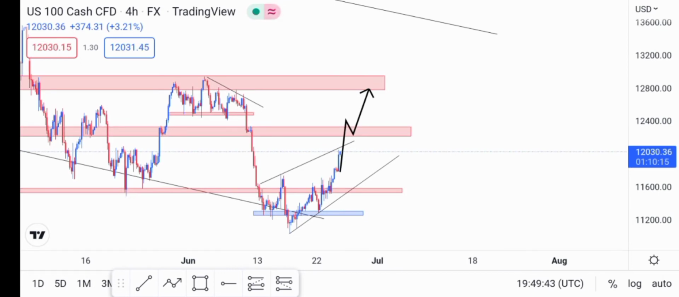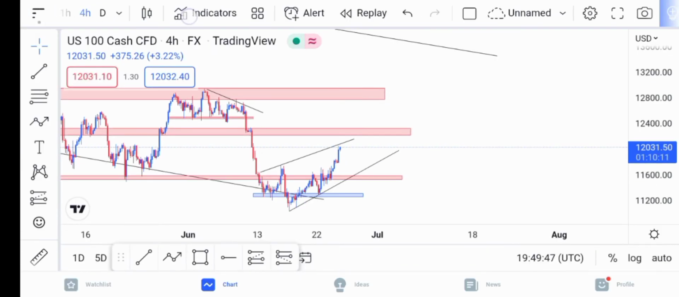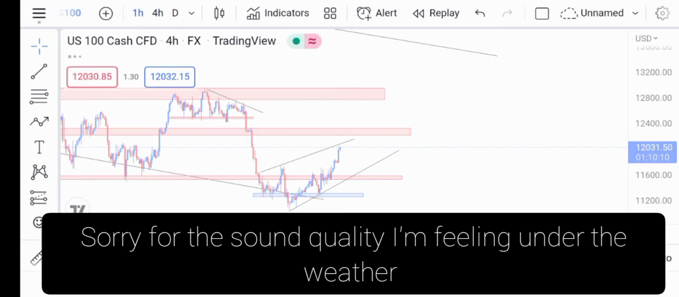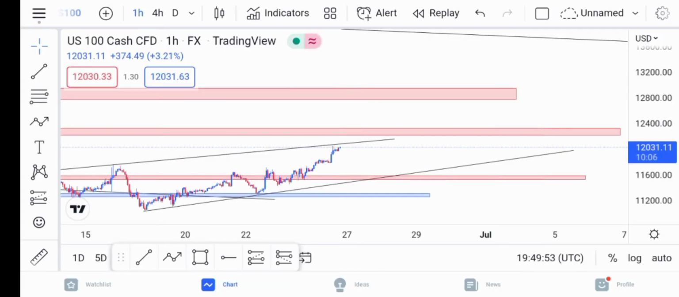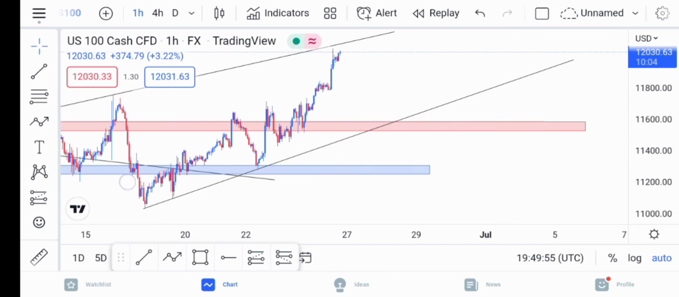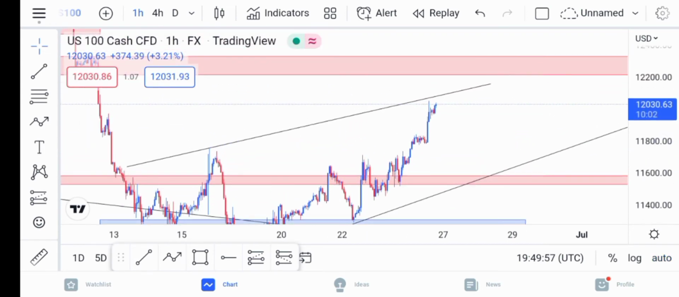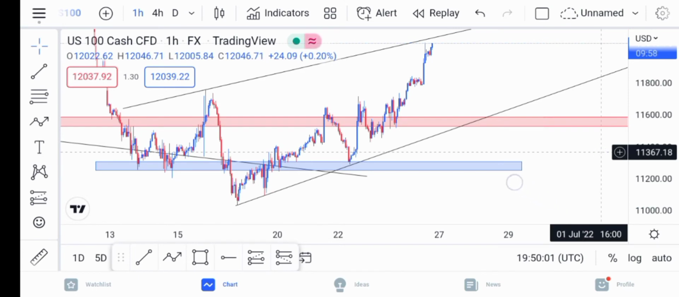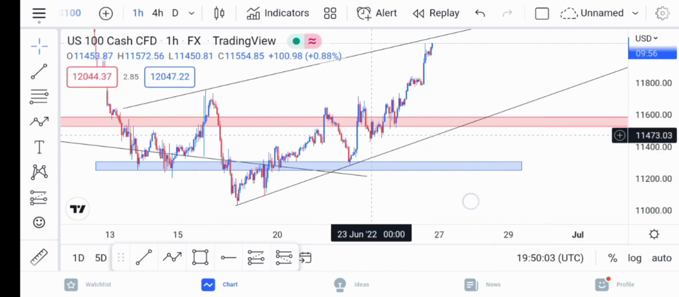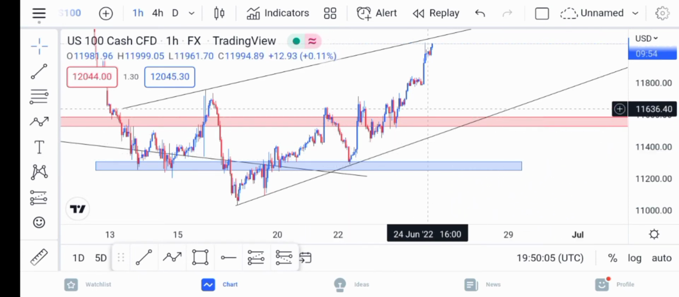There's a big movement on NAS100. Even if you're using a NAS100 micro account, you entered a big move, because look at this. There's a huge movement on the head and shoulder formation. I entered the trade around this area here.